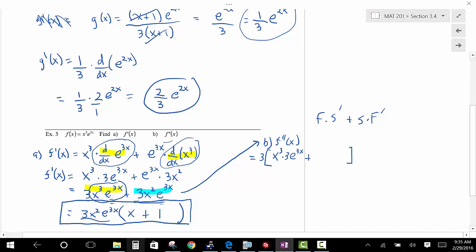Plus, now you do it backwards. Write the second, which is e to the 3x. And then what's the derivative of x to the third?